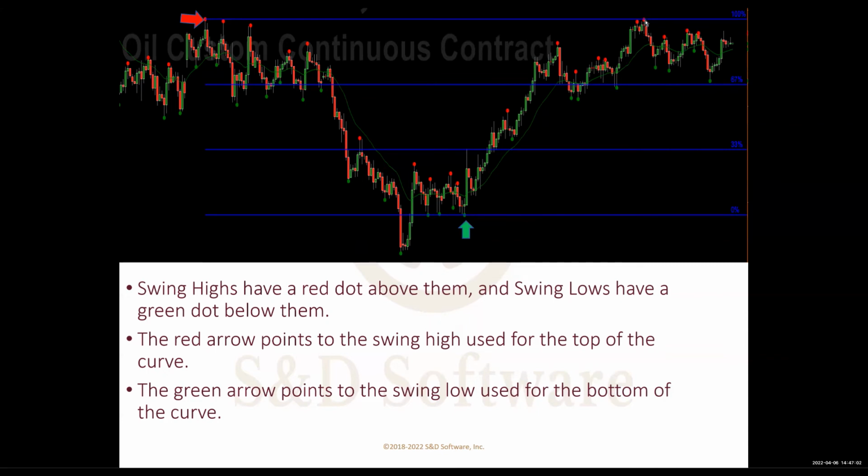So again, here's our candidate. And here is the swing low immediately prior to our candidate. So our final check, our final step now is to see if price to the right of our candidate went below this swing low. And we find that it did not. So that means this guy does not qualify.